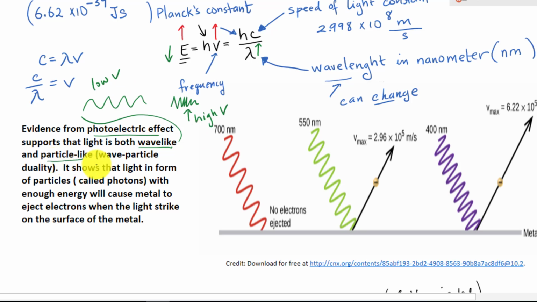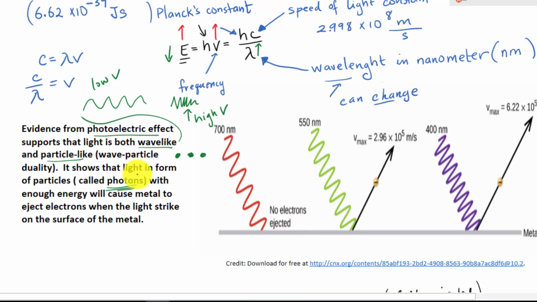Well, let's look at particle light. Think of the word particle, just like an atom, okay? And we have a specific name for this particle of light. It's called a photon. So the evidence of the photoelectric effect supports that light or energy exists in the form of wave-like and particle-like light. Now let's talk more about the photon in terms of the photoelectric effect.